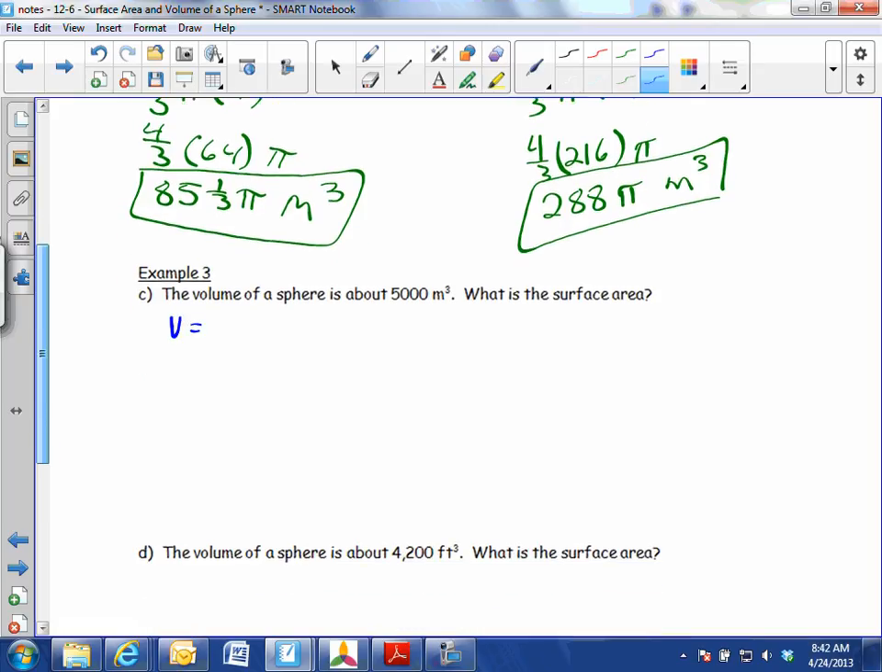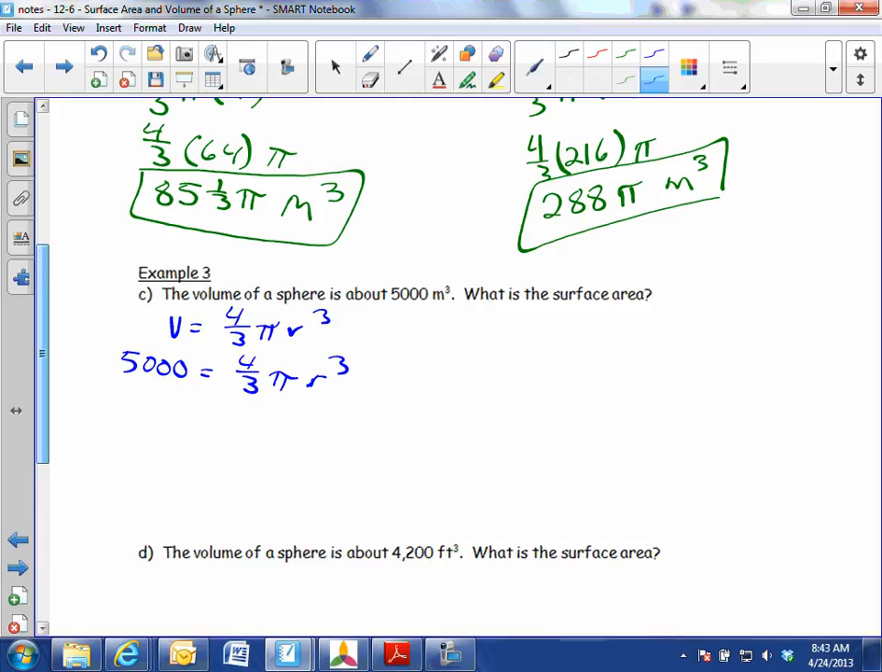Because the volume formula says 4/3 times pi r cubed, right? So they give us the volume is this 5,000. So that's what I'm going to put in for V. We are solving for r. Think of r as like an x. What do we have to get rid of? The 4/3 and the pi. Pi is what we need to get rid of first.